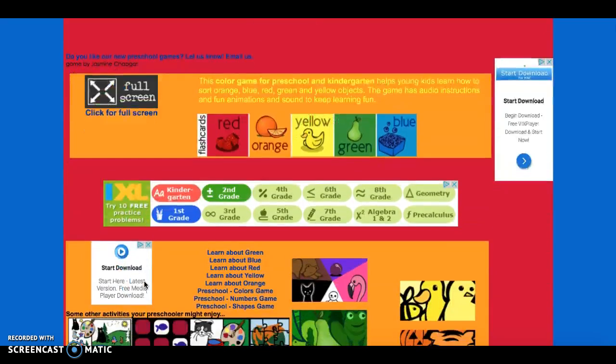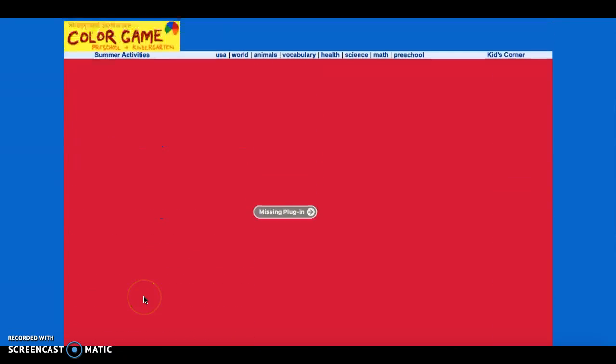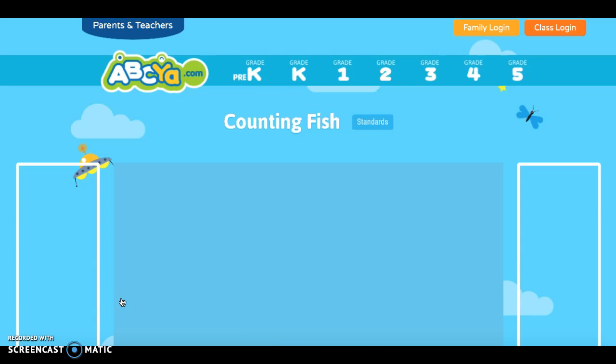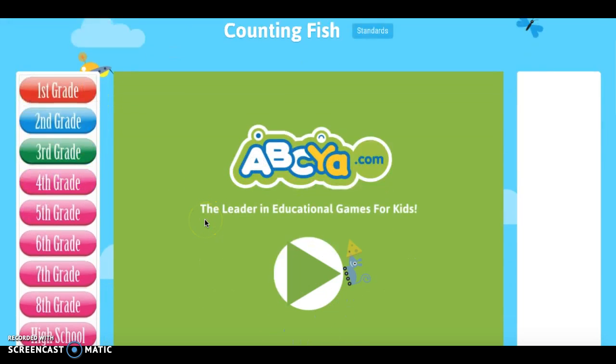And I'm running this Screencast-O-Matic on a MacBook, which is obviously missing the plug-in. But there is, let's see if the other one will work here. They do work on a Chromebook, which is what the students will be working on, and this one will.